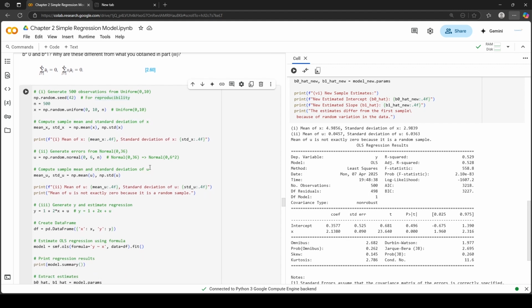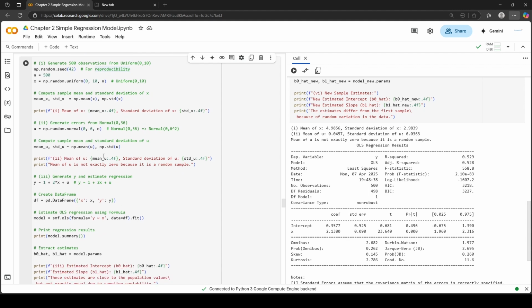Now let's create errors from a normal distribution. mu equals np.random.normal, with a mean of 0, a standard deviation of 6, and 500 observations, that is n. Now let's calculate the mean and standard deviation of mu by typing the variables mean_mu, std_mu equals np.mean(mu) and np.std(mu). The mean of the errors, mu i, is not exactly 0 because it is a random sample.